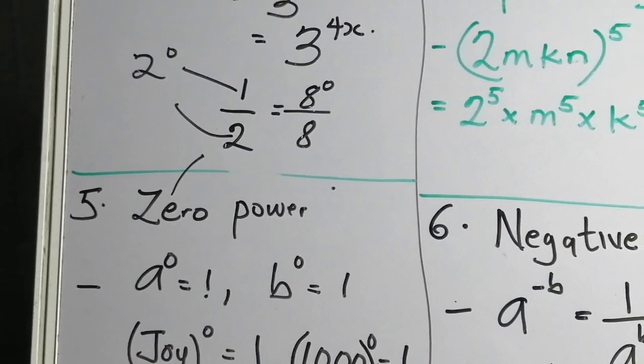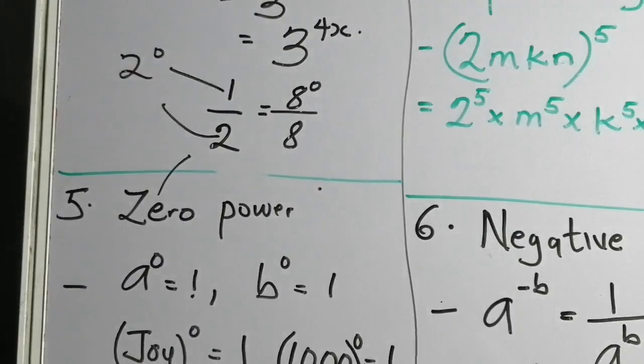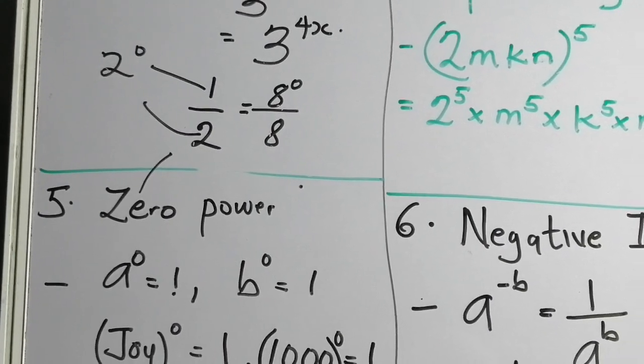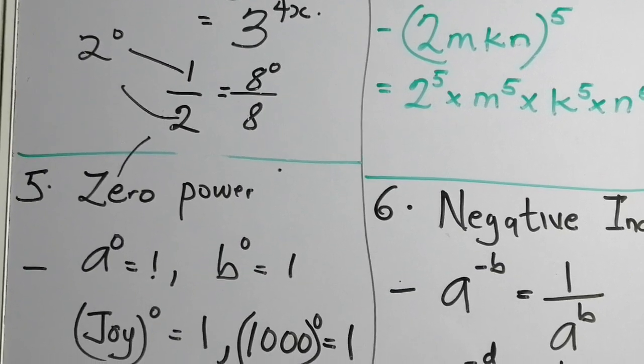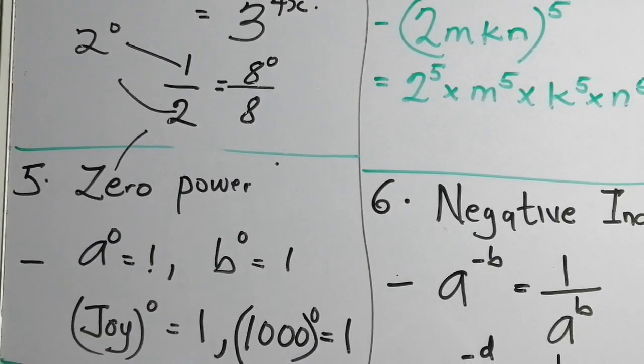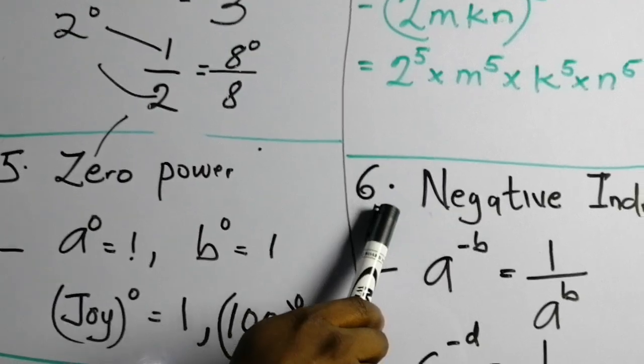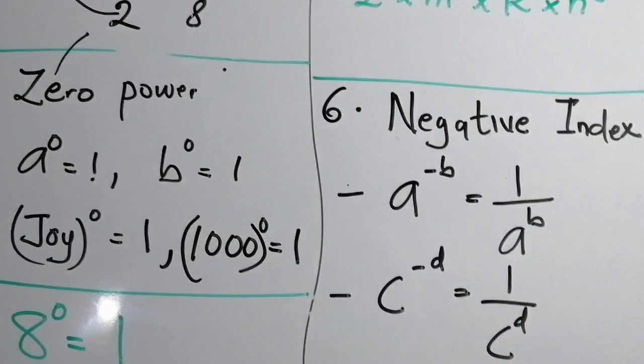Look at this one too. 2 raised to power y minus 1, all raised to power 0, is also equal to 1. Anything raised to power 0 is 1. That is the zero power law. Then we also have what we call the negative index law.